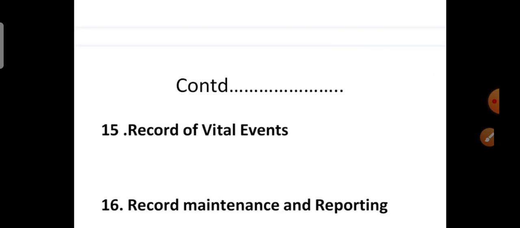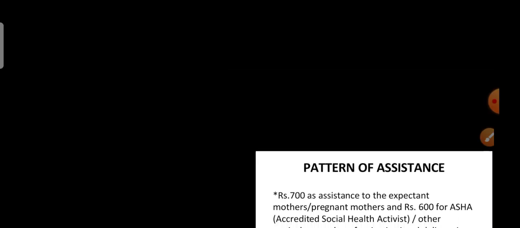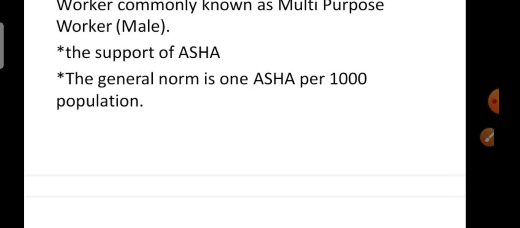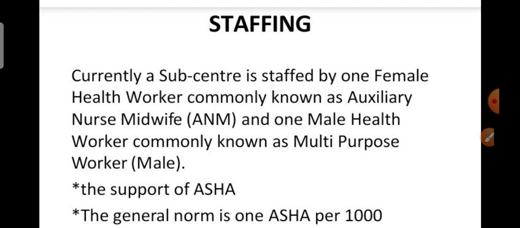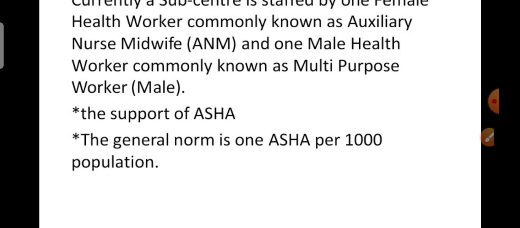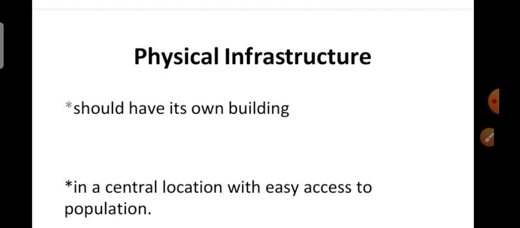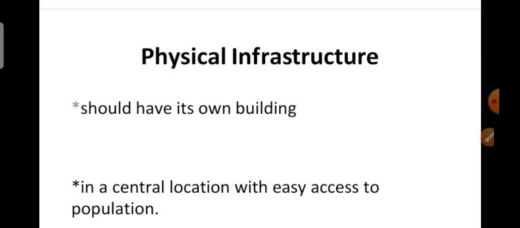events, and the 16th one is record maintenance and reporting. Okay, and one more point: how many members are working at the subcenter level. Currently, subcenters are staffed by one female health worker, commonly known as auxiliary nurse midwife, and one male health worker, commonly known as multipurpose health worker male. For the support of ASHA, the general norm is one ASHA covering 1,000 population. Physical infrastructure should have its own building, in a central location with easy access to the population. The subcenter building is always centrally located with easy access to all the population.